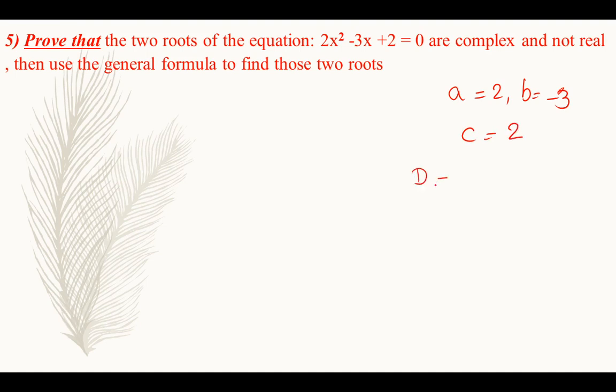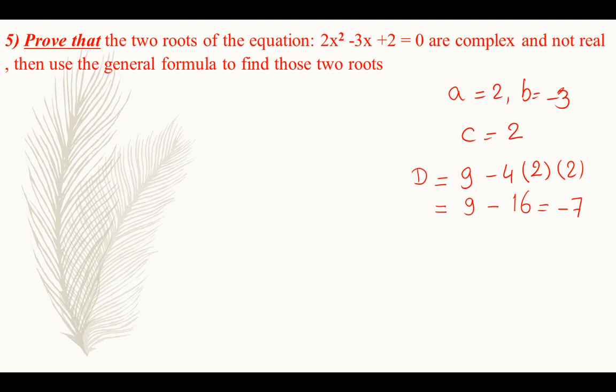Discriminant equals b² minus 4ac. b² is negative 3 squared, which equals 9, minus 4 multiplied by a, 2, multiplied by c, 2. This equals 9 minus 4 times 2, 8, 8 times 2 equals 16. 9 minus 16 equals negative 7. Since the discriminant is a negative number, then the quadratic equation has two complex and not real roots.